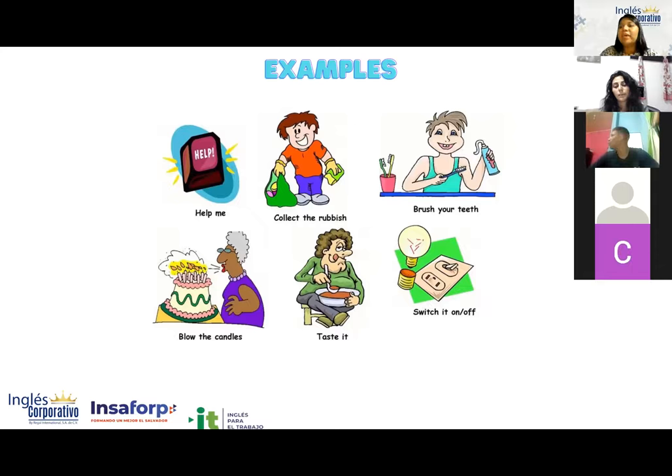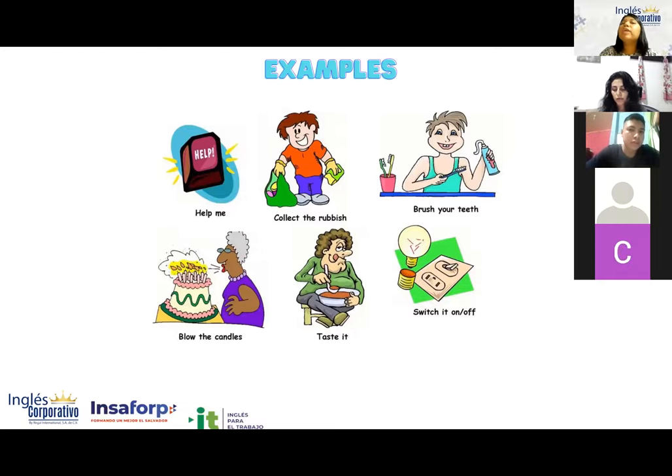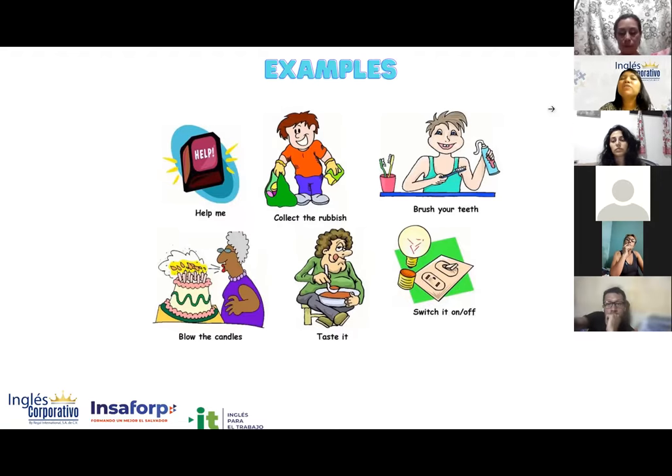Okay. Kevin, how do you say sopla las velas? How do you say sopla las velas? Blow the candles. Blow the candles. Yes. Let me see. Marlon, how do you say probalo? Taste it. Yes.